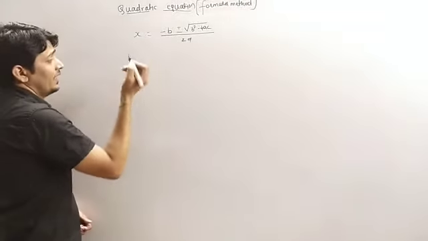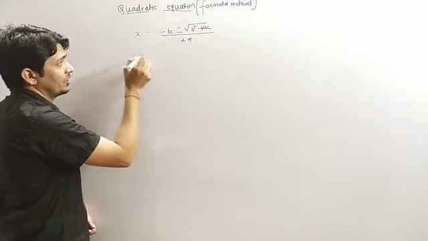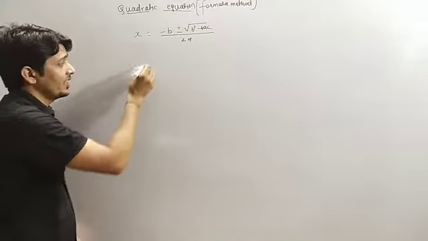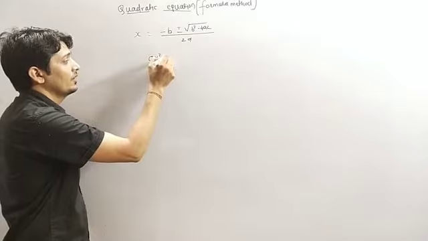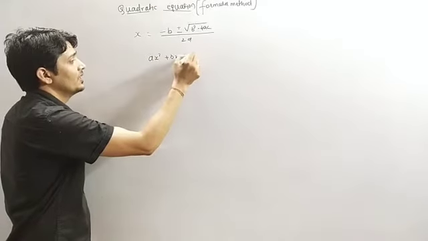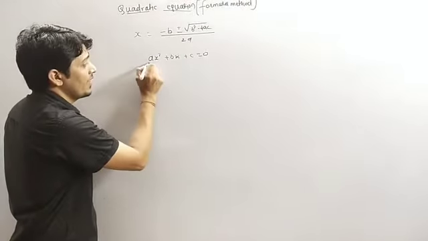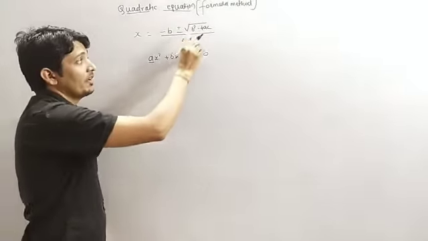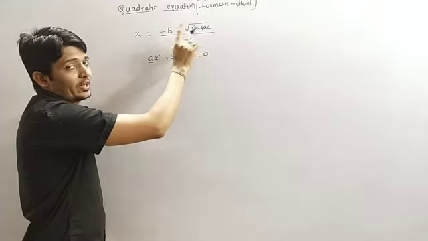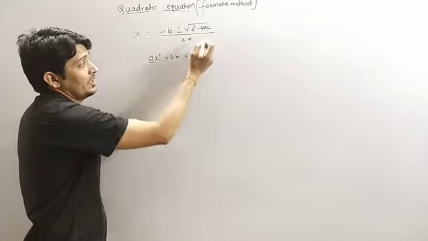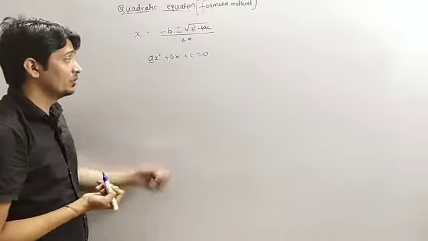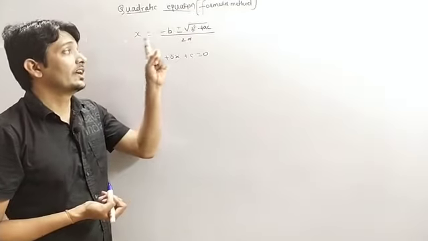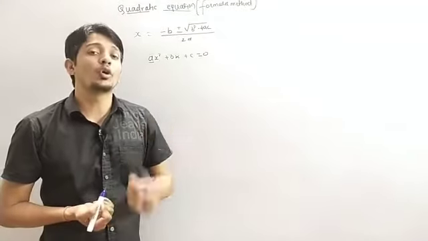So let us understand the standard form of a quadratic equation. We know the standard form is ax square plus bx plus c equals 0. Here we have a, which we use in our formula. Here we have b, we use minus b, and here b square. Then we have c, which we also use. Such a quadratic equation we can solve by using this formula. That's why we call it the formula method.